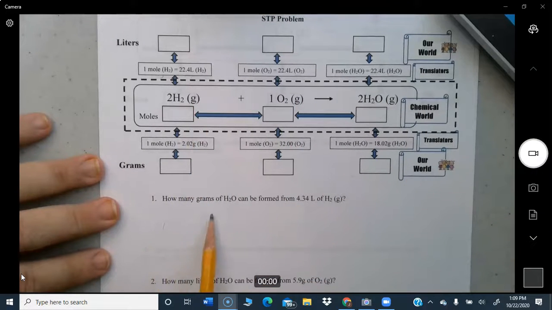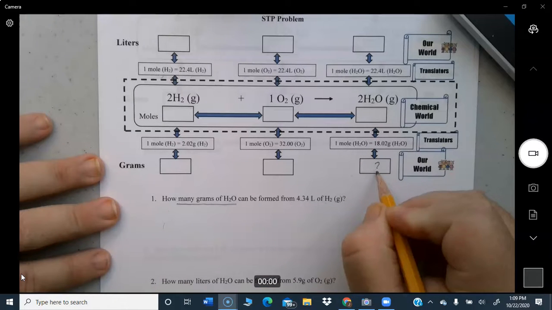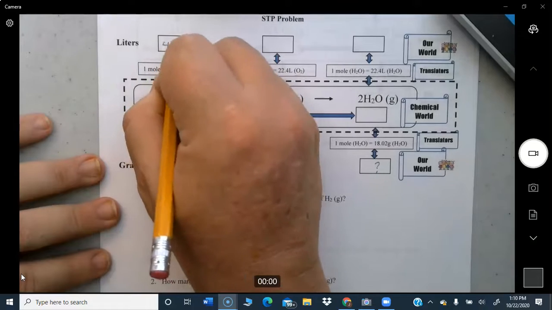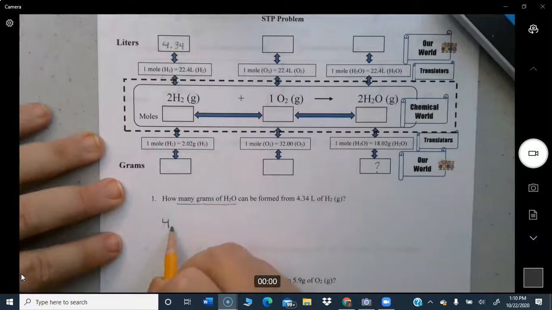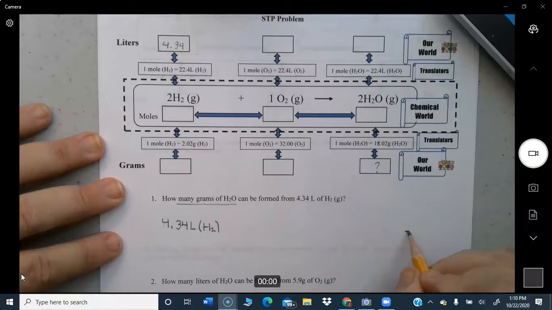So the question is, how many grams of H2O can be formed with 4.34 liters of H2? So it's asking for grams of H2O, so that's going to be down here in the grams row. That's something we can weigh on a scale, so that's out there in our world. And you're going to start with 4.34 liters of H2, so that's right here, 4.34. Okay, so we start here, and we end way over here.